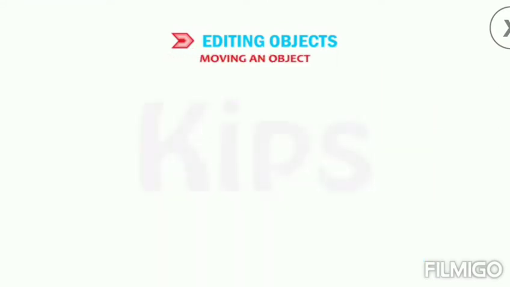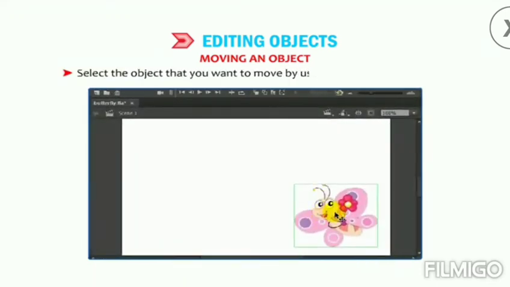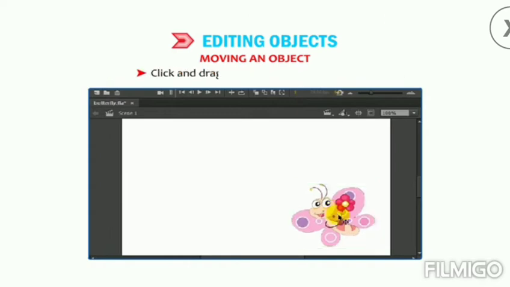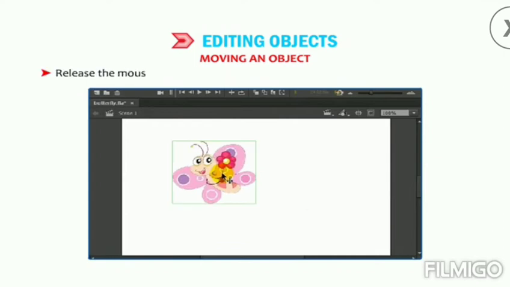Moving an object. Select the object that you want to move by using the selection tool. Place the pointer inside the object. A four-headed arrow sign appears next to the arrow. Click and drag the object to a new position. Release the mouse and you will see that the object has moved to a new location.